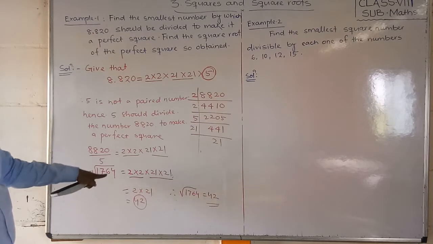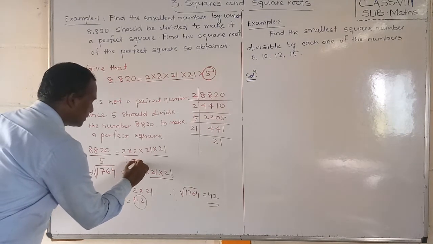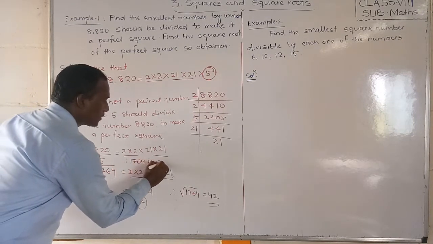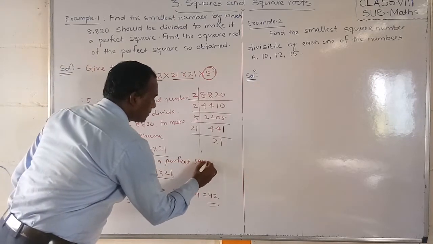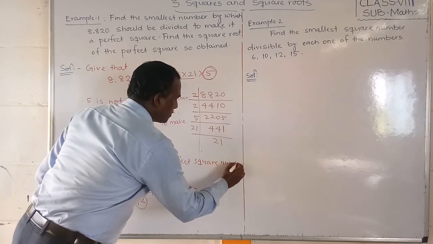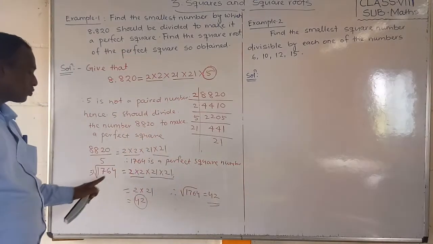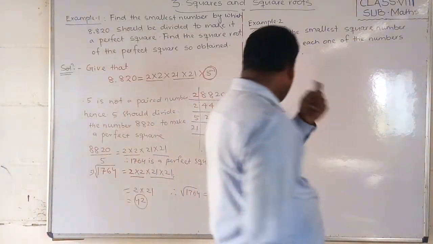So 1764 is, you can write here, a perfect square number. Okay, friends. So the square root will be 42. Friends, observe here also.